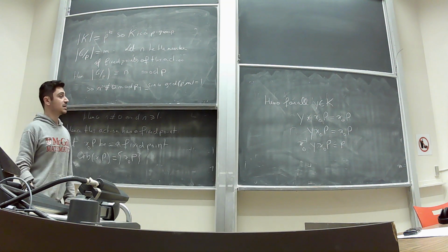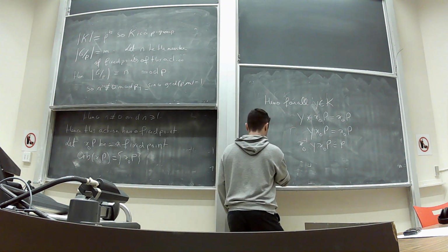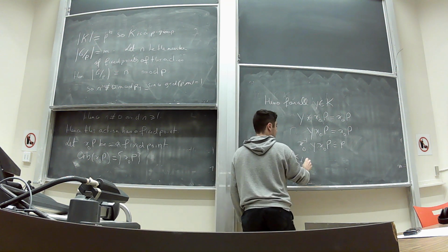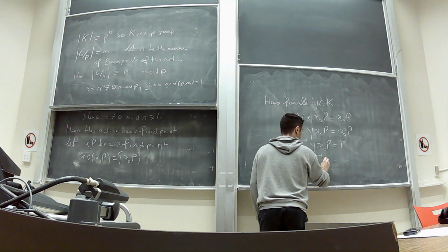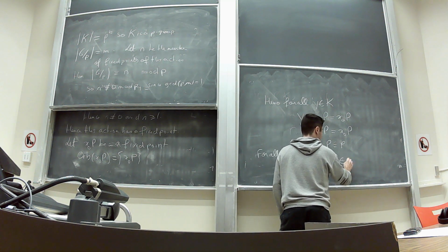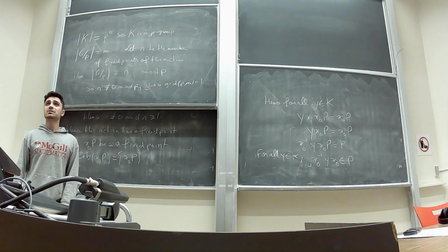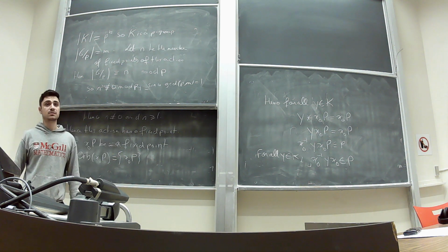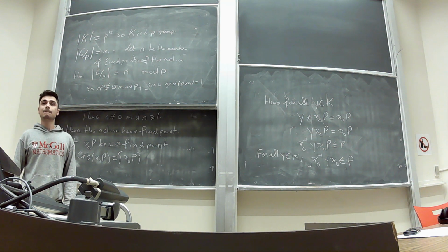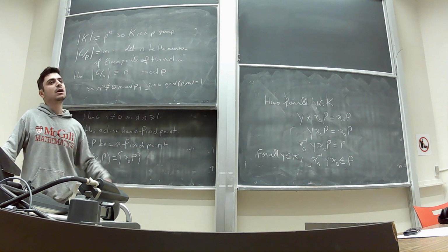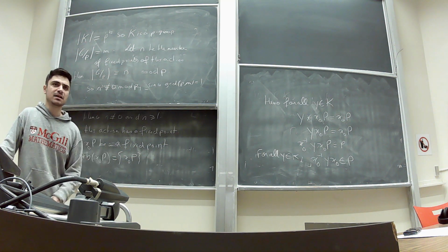So for all y in K, x0 inverse y x0 belongs to P. Agree with this? This has nothing to do with group actions. Yes, sir? I have a fundamental question. We already used y as a variable at the start. Yeah, it's the same. For all y in K, I use it to indicate an element of K, right?